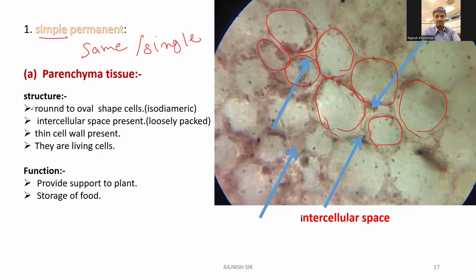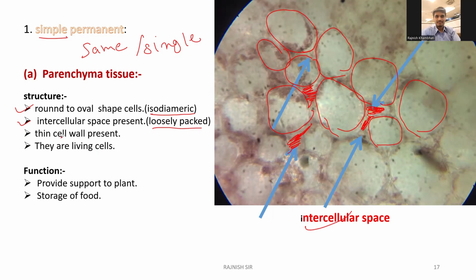Now let's see the structure. They are round to oval in shape. They are called isodiametric. They have intercellular space present, means they are loosely packed. Now you can see when I'm drawing two cells, between two cells a gap is there. You can see this arrow, this is the gap. This gap is known as intercellular space.